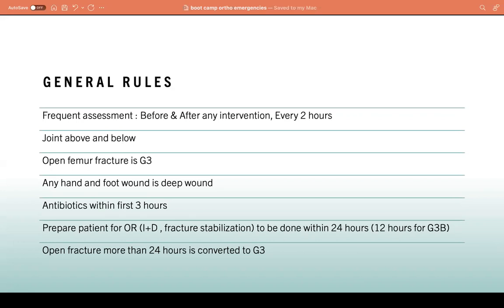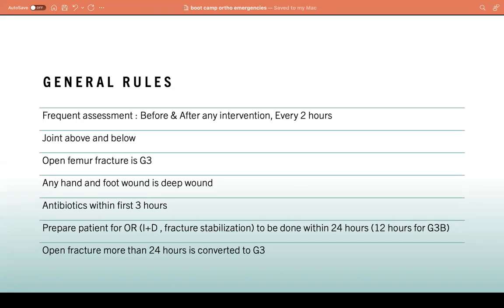No matter how simple it looked, it's a deep wound, and you need to look for the soft tissue involved. Okay. Antibiotics should be given, as much as possible, within the first 3 hours to decrease the risk of infection later on. And definitely you will prepare the patient for operation, as he needs irrigation and debridement and some sort of fracture stabilization, and this is to be done within 24 hours, or 12 hours for Gustilo type 3, where there is a defect in soft tissue.